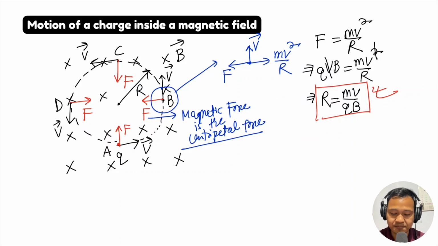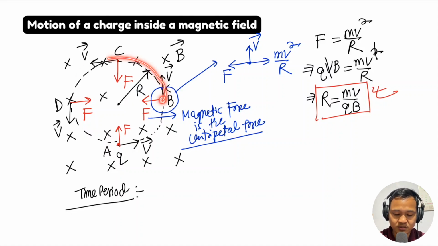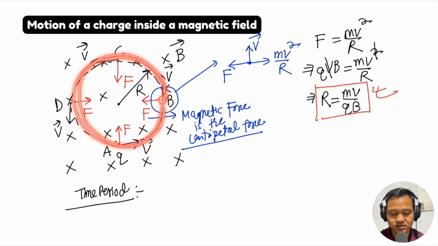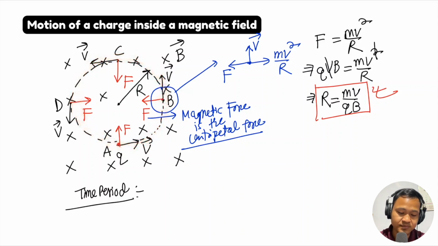Now the time period. Suppose the time period is T. Time period is distance by speed. If you start from B, you come back to B, so one complete circle is the time taken, which is the time period.